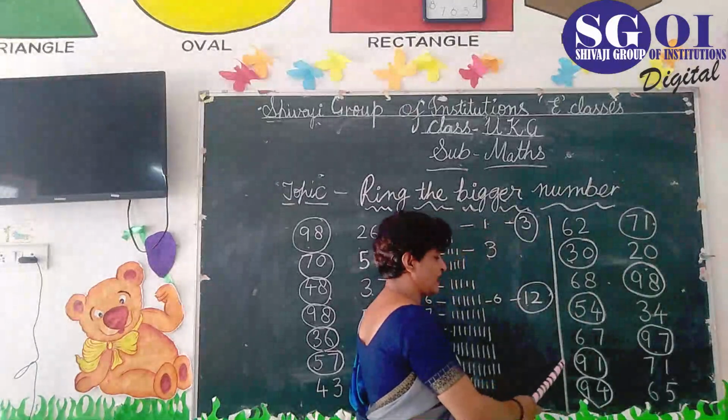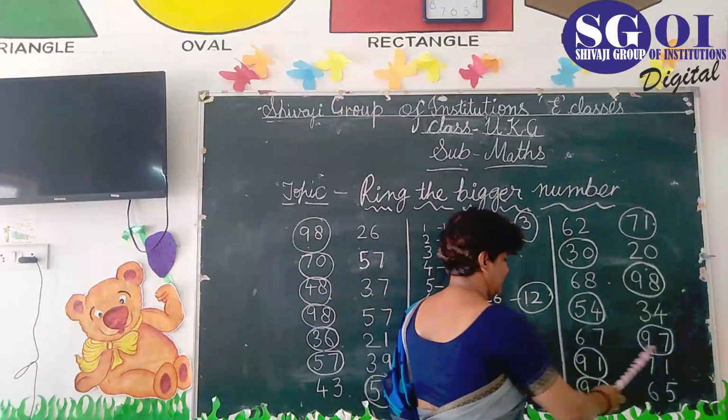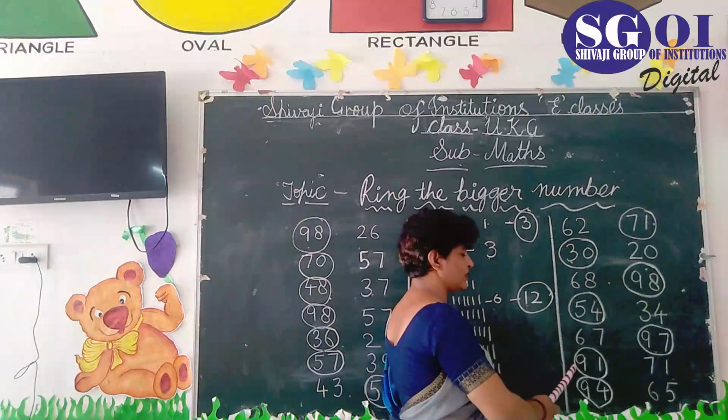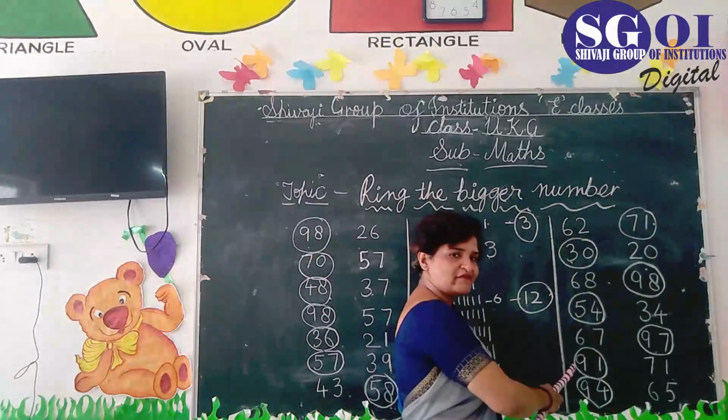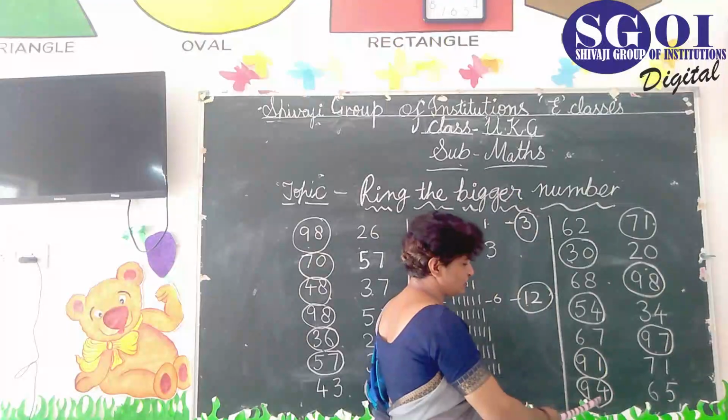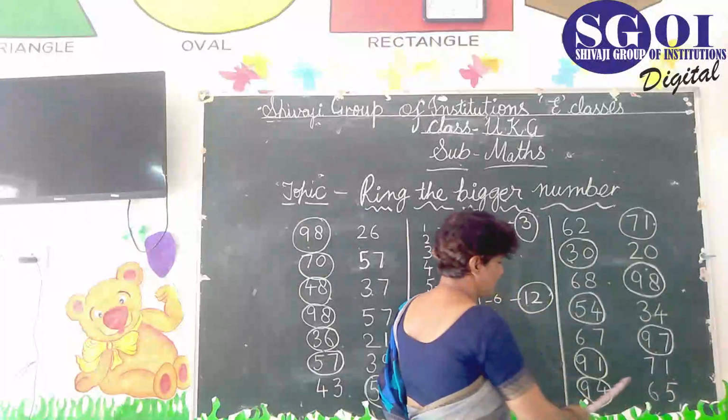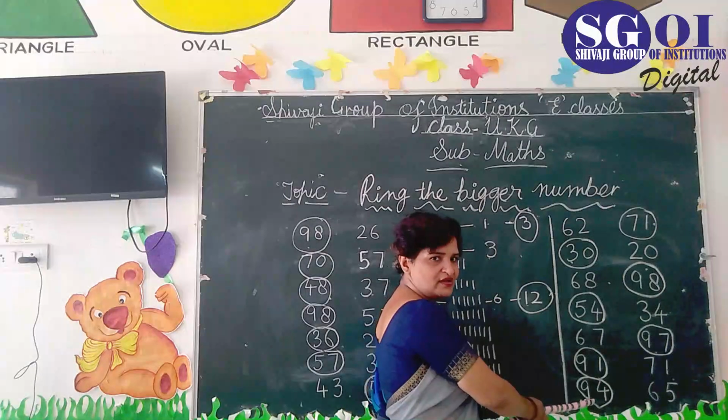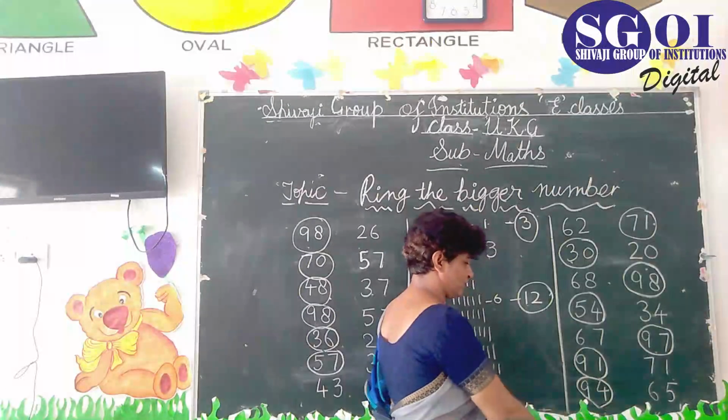This is 91 and 71. We circle number 91 because it is bigger than 71. 94 and 65. 94 is bigger than 65 now. That's why we have circled 94.